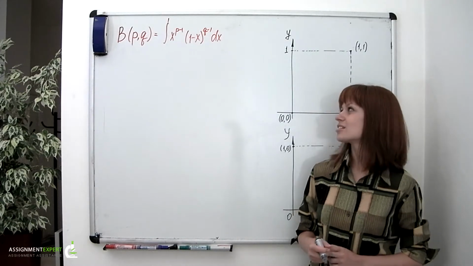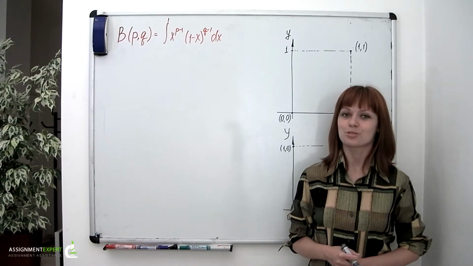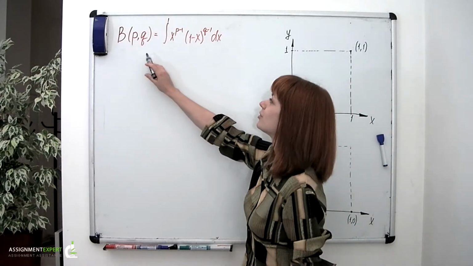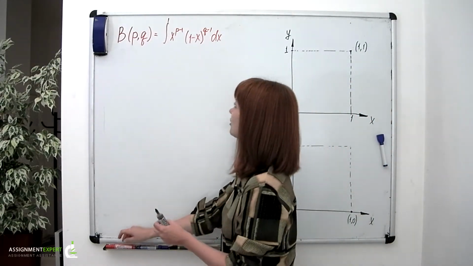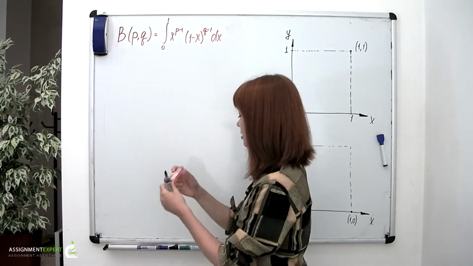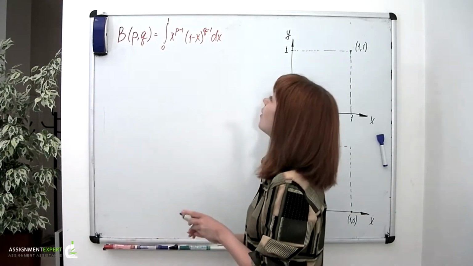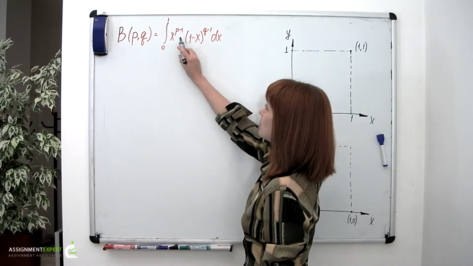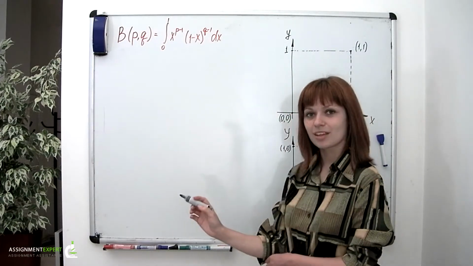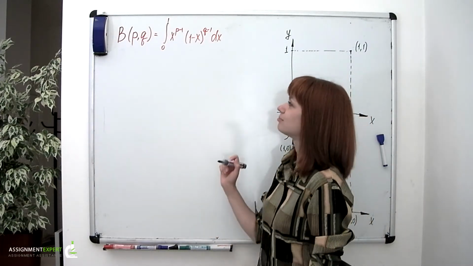To begin with, there is Euler's integral of the first kind, which is also known as the beta function, and it goes like this. Beta of p and q equals the integral from 0 to 1 of x taken to the p minus 1 times 1 minus x to the q minus 1 dx. p and q are parameters here.